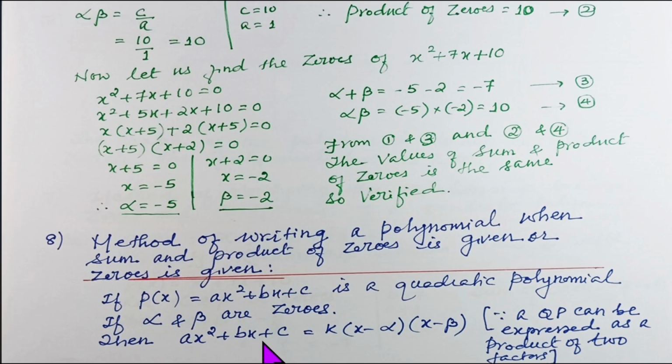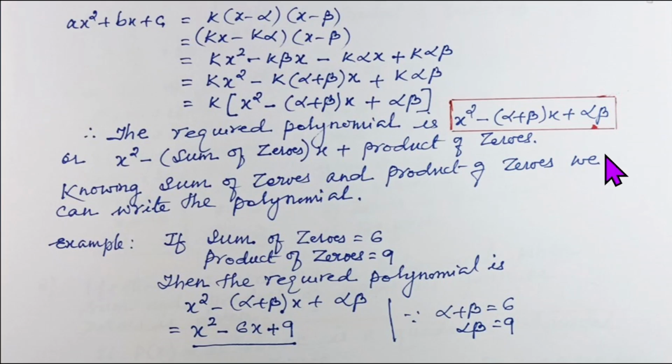Now if ax square plus bx plus c is a quadratic polynomial, then we can express it as the product of two factors, that is k into x minus alpha into x minus beta, where k is a constant. When I multiply these factors, then applying the distributive property, we get kx square minus k beta x minus k alpha x plus k alpha beta. Now taking k and x common, we get k into alpha plus beta into x, plus k alpha beta. Then taking k outside as common, we get x square minus alpha plus beta into x plus alpha beta. That is nothing but a quadratic polynomial.